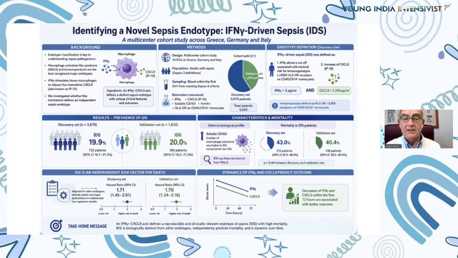We also had this in the biological profile, where the IDS has a characteristic feature. The real point is that the message is that the interferon gamma axis with CXCL9 defines a reproducible and clinically relevant endotype with high mortality. And this condition is biologically different from the other described conditions.